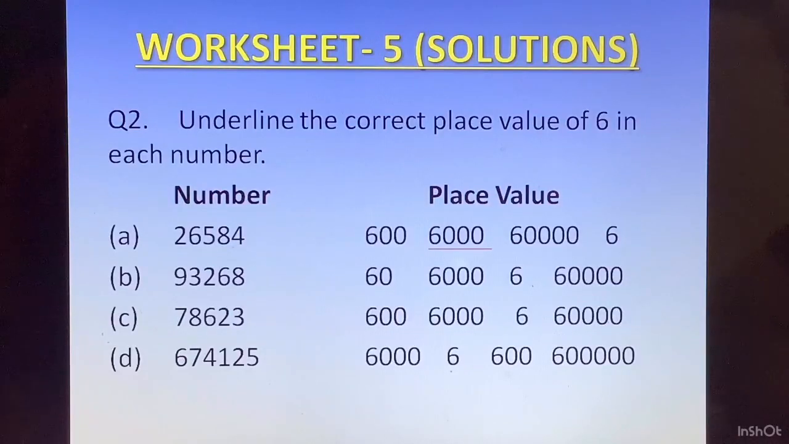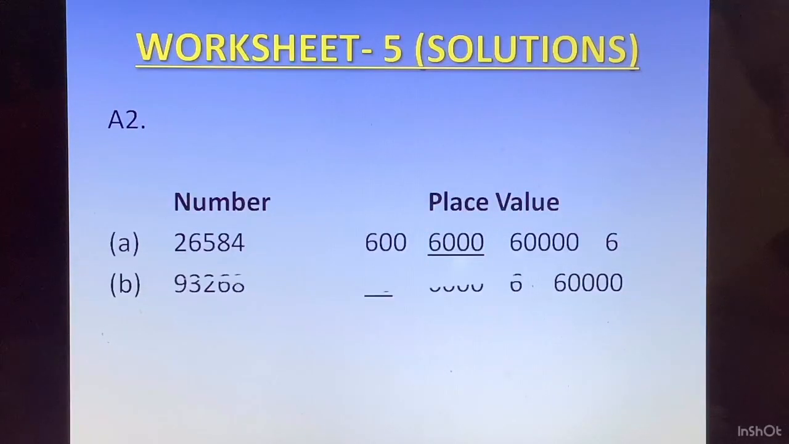Question number 2. Underline the correct place value of 6 in each number. The first one I had done for you. Let's go to the second one directly. 93268. Now 6 is at the tens place. So after 6, whatever is on the right side, that is one digit, we will convert it into 0. So we will get 6060.